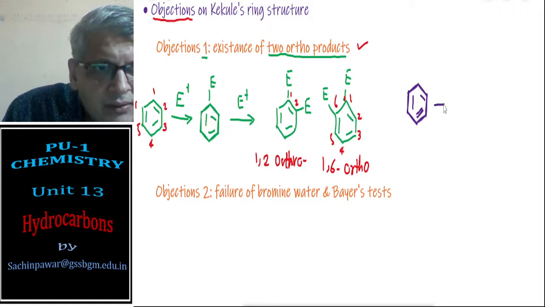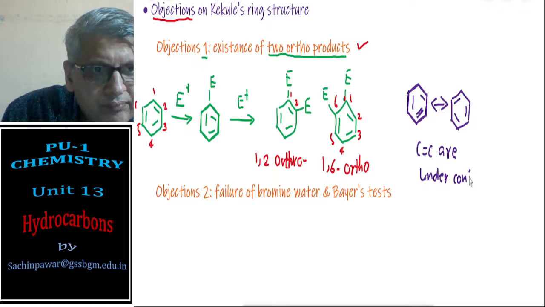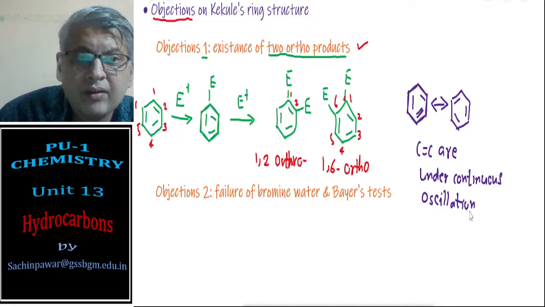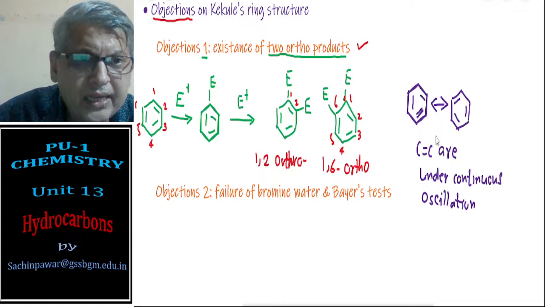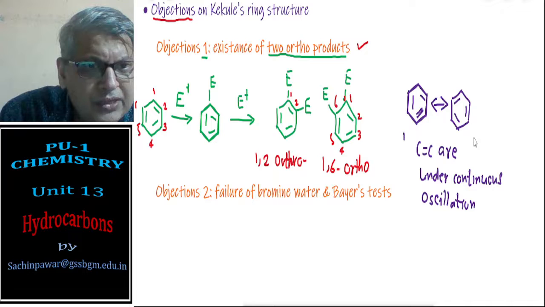and one more possible structure would be that the double bonds are changing position. So the double bonds are under continuous oscillation. This is said by Kekulé, and he gave two structures, two Kekulé structures: Kekulé structure 1, Kekulé structure 2.